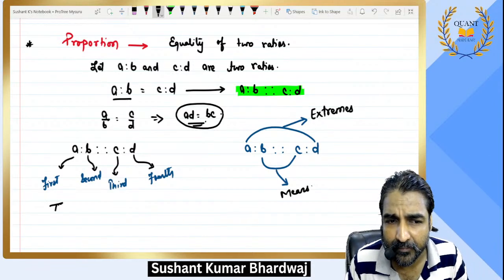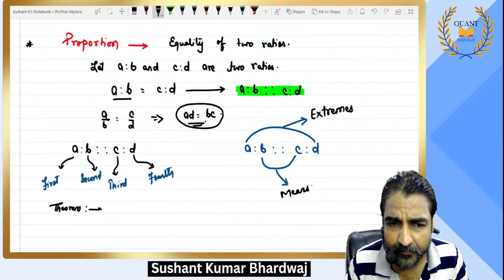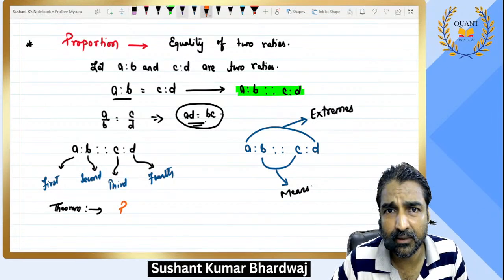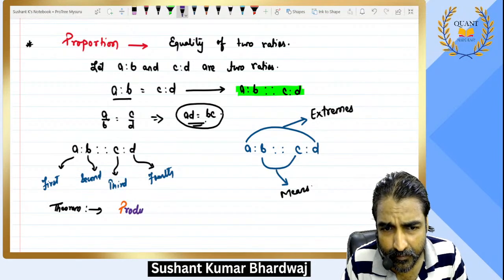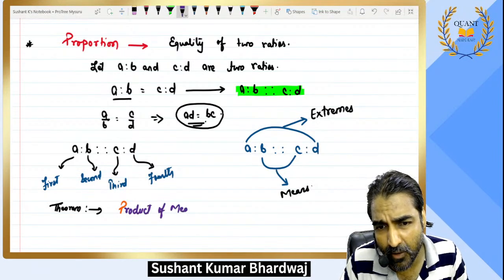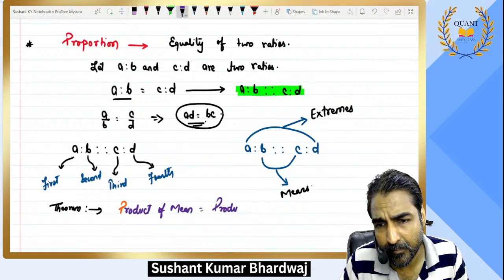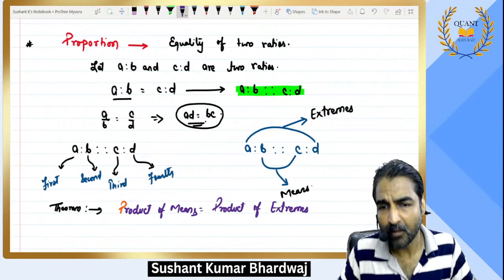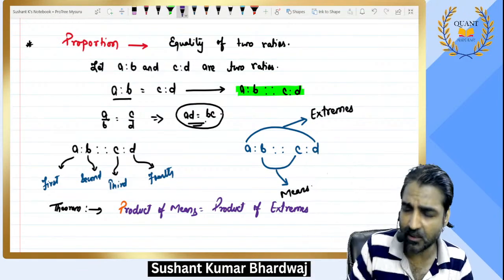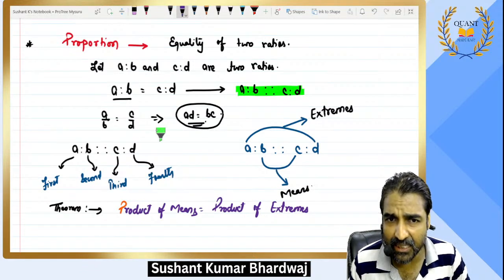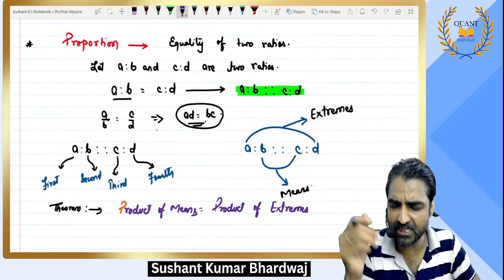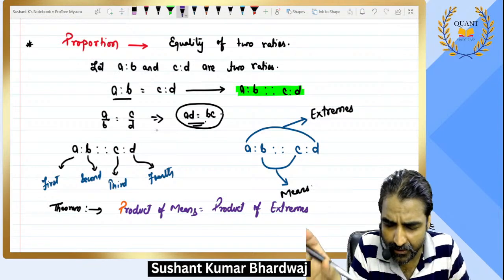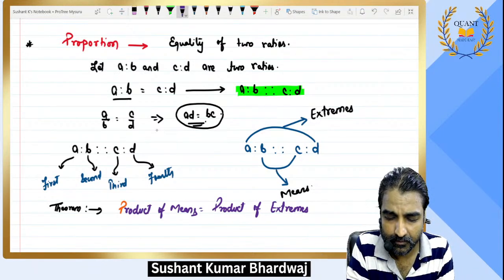Means there's a theorem. Remember this theorem: product of means is equal to product of extremes. Clear now? Okay. Everything is clear. Basic concepts about proportion is clear. Any doubt? Any doubt till now? Fast beta.